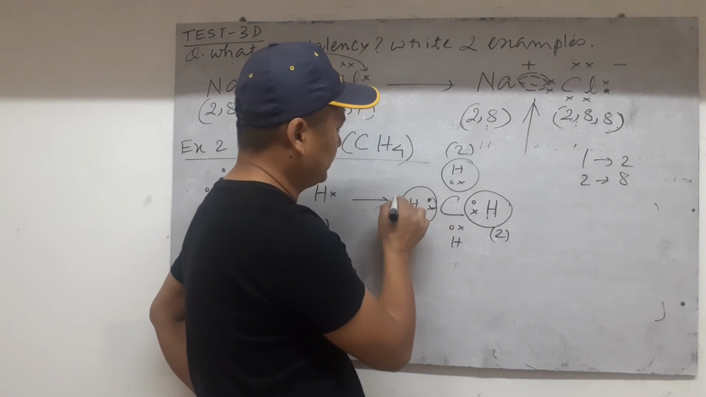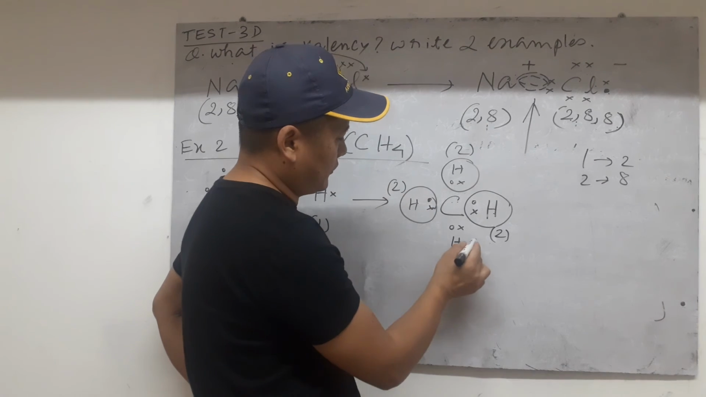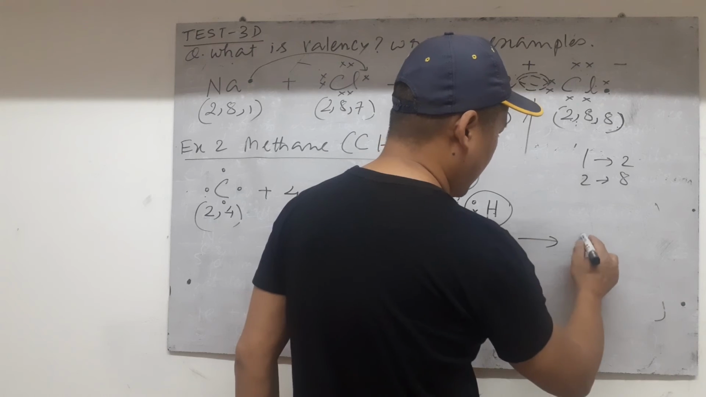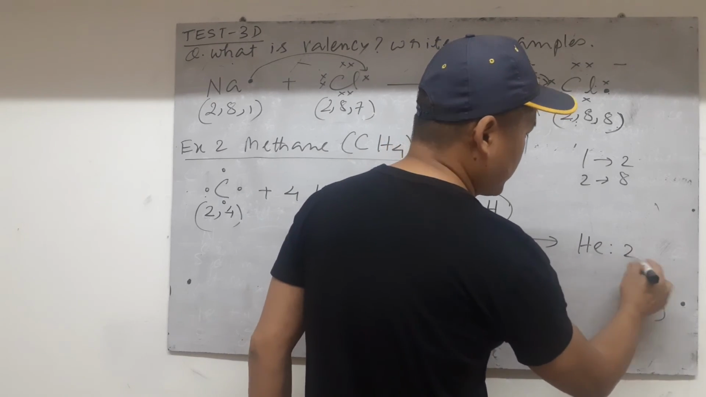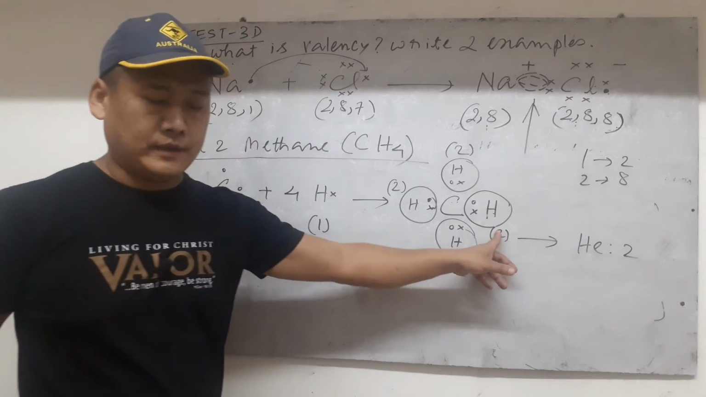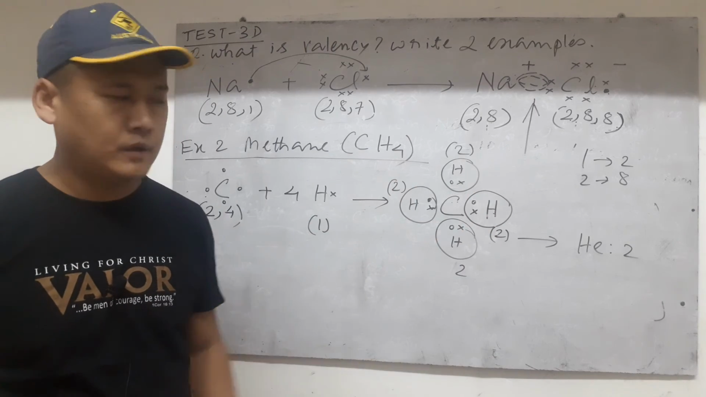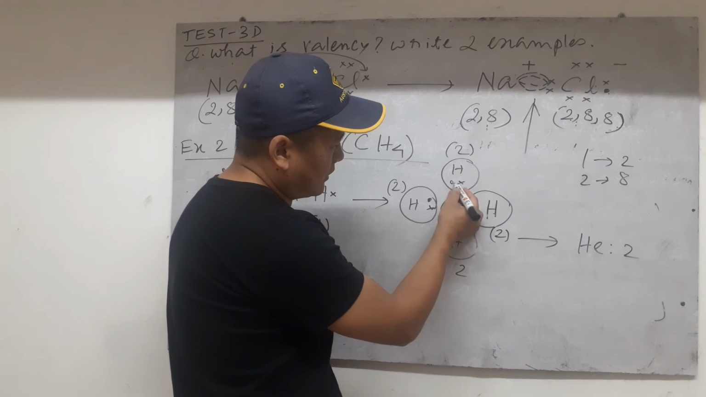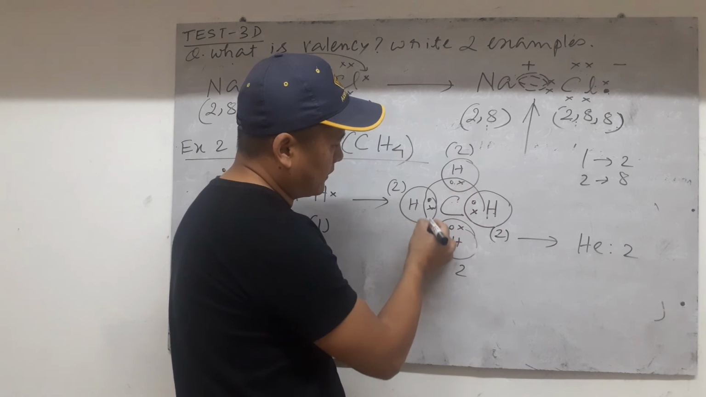Hydrogen here has 2, and hydrogen here also 2, having the configuration of helium. Helium has the electronic configuration 2, a noble gas in the first shell. So it fulfills the noble gas configuration. And then carbon, you count, all these are shared. So you just round it off like this.